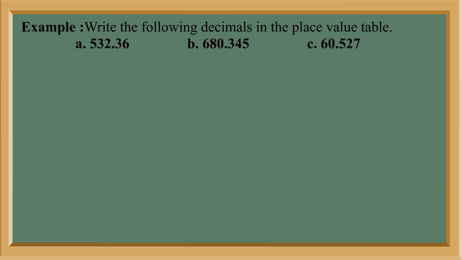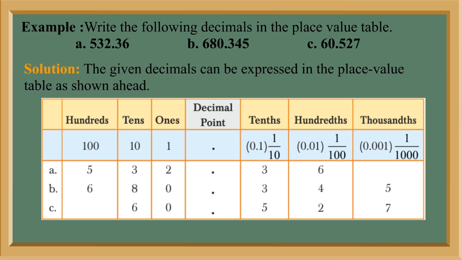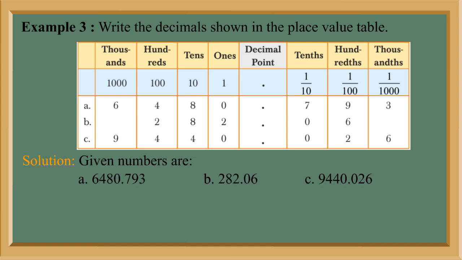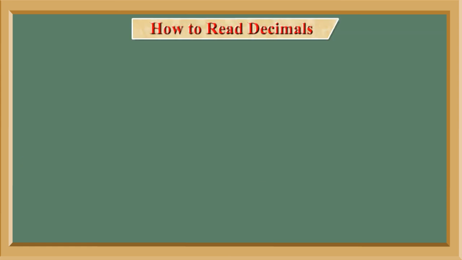Example: write the following decimals in the place value table. A. 532.36. B. 680.345. C. 60.527. Solution. The given decimals can be expressed in the place value table as shown ahead. Example 3. Write the decimals shown in the place value table. Solution. Given numbers are A. 6480.793. B. 282.06. C. 9440.026.